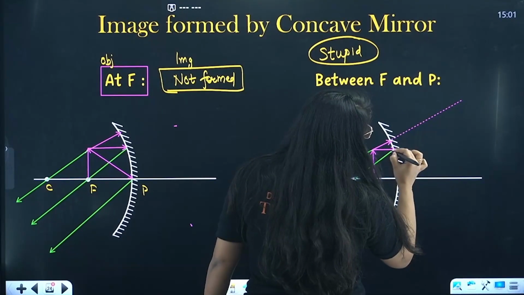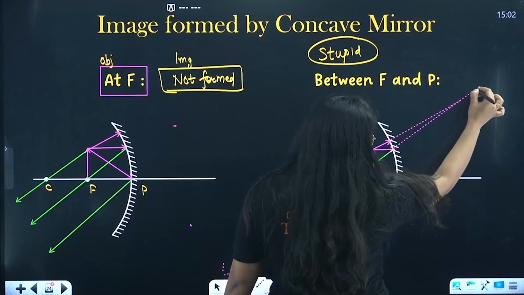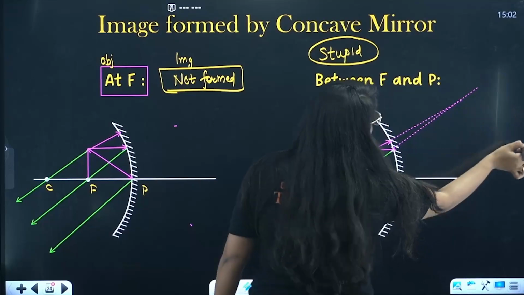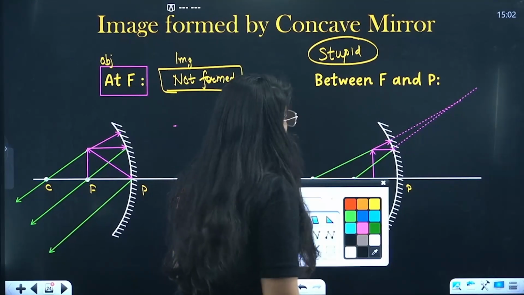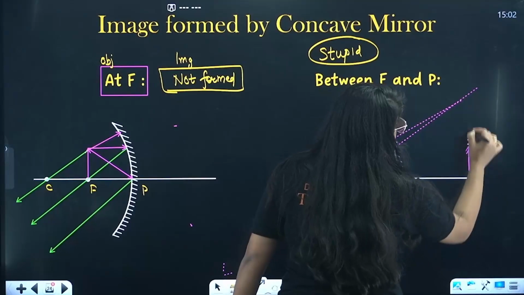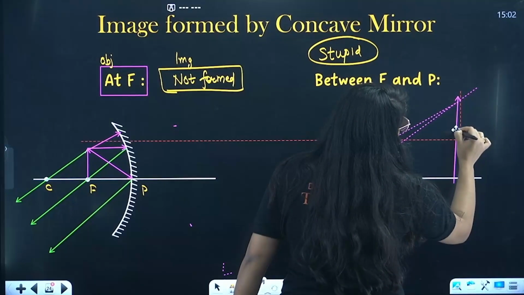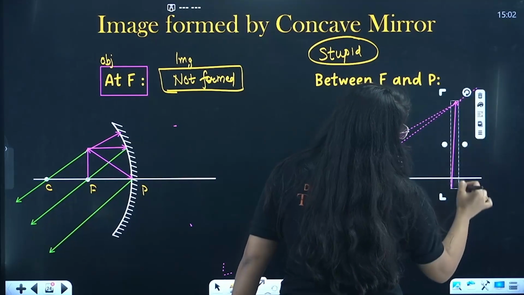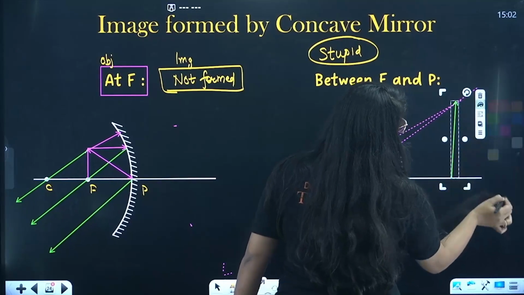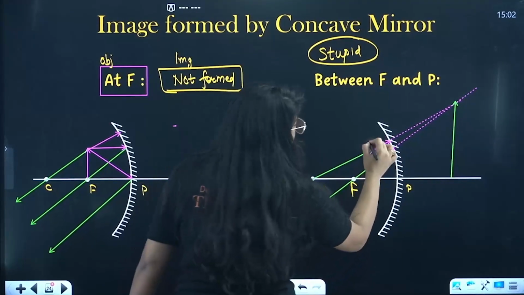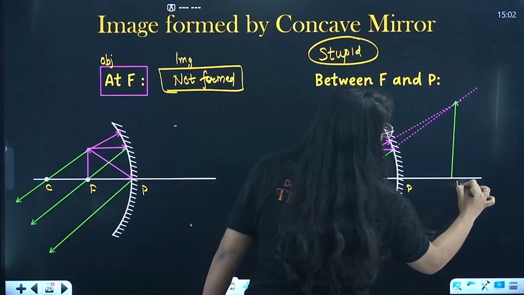And wherever these rays meet, that is your image of this object. That is your image, beta, of this object. Understood? And this is your image. Now this was your object and this is your image.